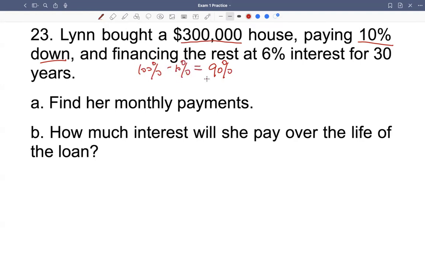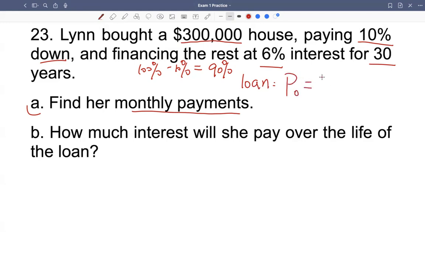So she needs 90% of 300,000 for the loan. And the interest rate is 6% and for 30 years. So question A is asking, find her monthly payments. Monthly payments. So we know we need to use a loan formula. Right, let's recall the loan formula.